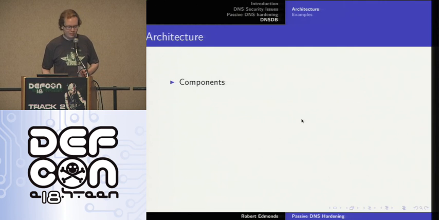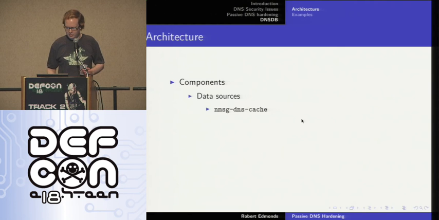DNSDB consists of several loosely coupled components. We have a number of data sources from which we receive new DNS data. The first and most important source of DNS data comes from a program called in-message DNS cache, which processes the raw passive DNS data as it comes in from our sensors. This is after it's passed the query response state inspection, and this program is now going to perform the passive bailiwick algorithm that we described earlier, as that data comes in from the sensors.